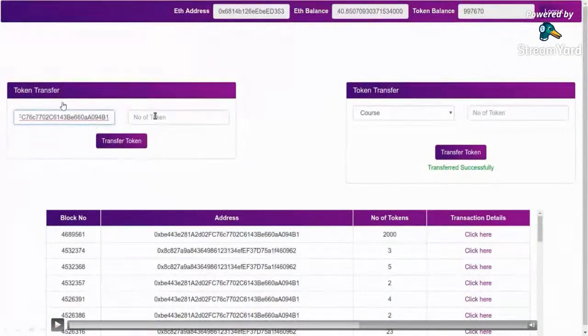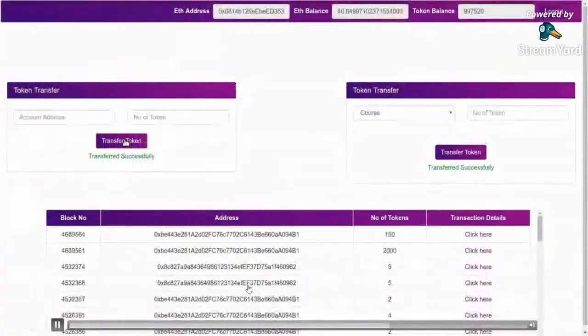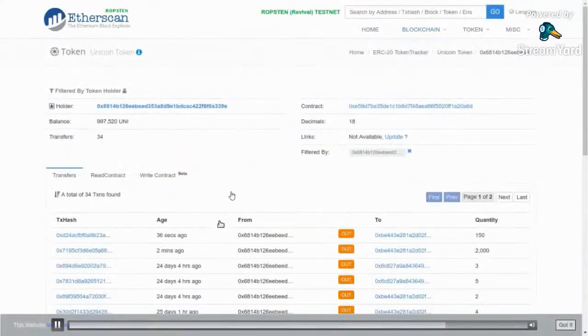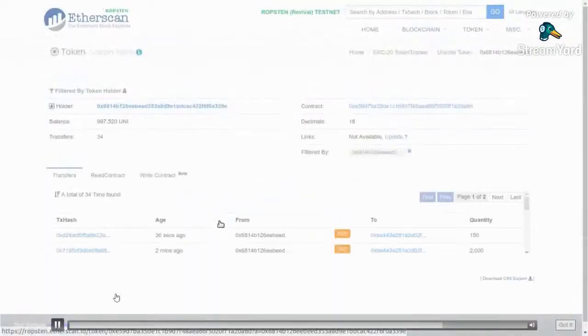Using this particular option, you can transfer tokens to one of your friends, maybe your peers, and you can see that transaction from their wallet. You will be able to see this particular transaction, 150 tokens, which we have done now, and the transaction received for that particular transaction, 150 tokens.